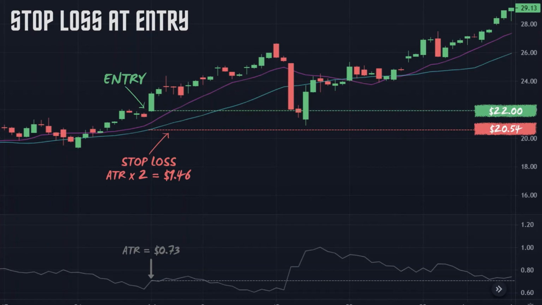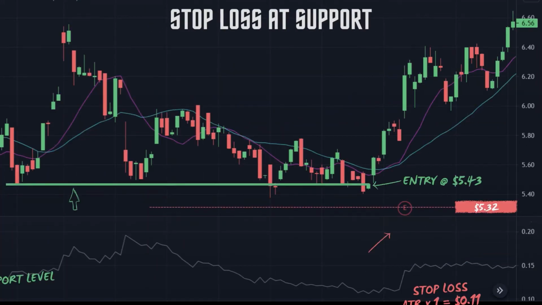In the chart shown here, a trader decides to enter a long position at $22. Then a stop loss is set below the entry point at 2 times the current ATR value of 73 cents, which is $1.46. $22 minus $1.46 is $20.54, which is where the stop loss is placed. Notice how the price dropped at one point. However, since we kept the asset's volatility in mind when selecting our stop loss, we were able to remain in the trade and continue earning additional profits.